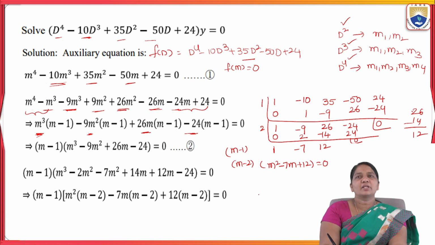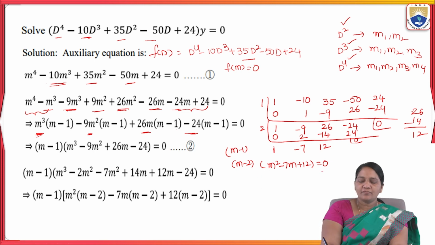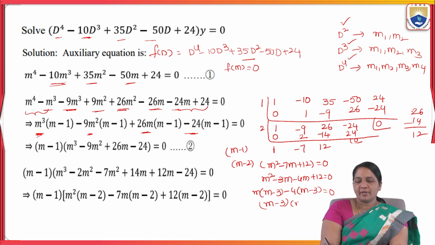So from this we can calculate the roots here. 3 fours are 12, right? So based on that I am writing the factors here. m square minus 3m minus 4m plus 12 is equal to 0. Here I am taking m common, so m minus 3, minus 4 common. So m minus 3 into m minus 4 is equal to 0.